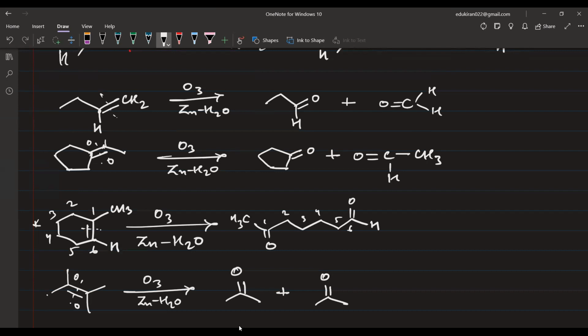So if you have a cyclic compound, it is going to give you one molecule, but that molecule is going to have two carbonyl carbon for a cyclic one. Please write the answers.